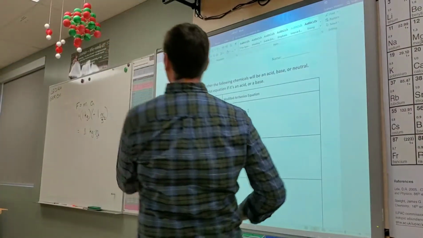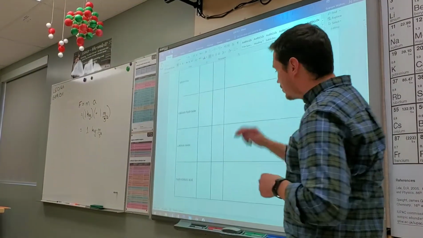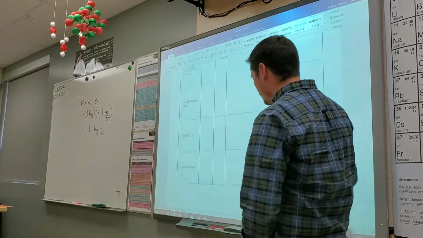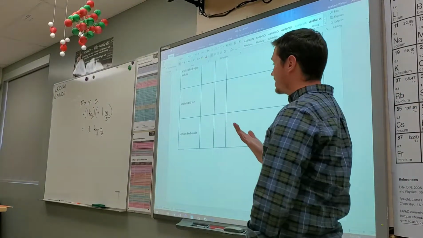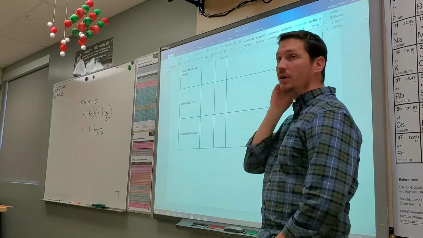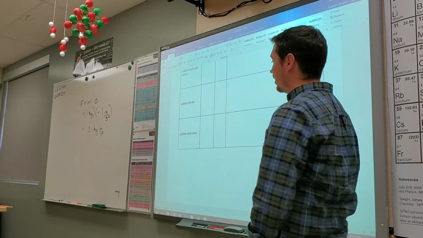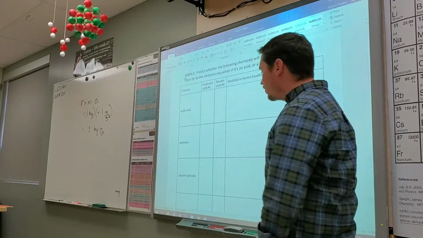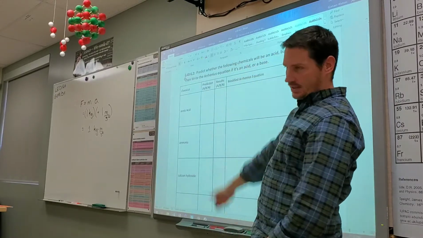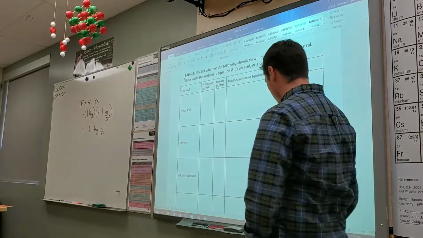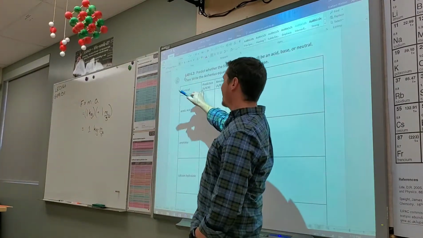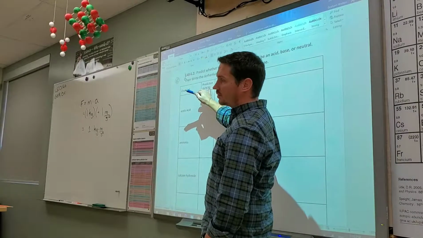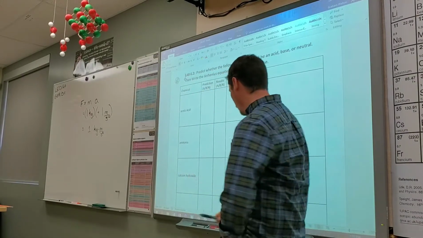Okay, what I want you to do, let's take a look at the lab. Because I honestly kind of want to do the lab before I do the work, or at least I want to go through a little bit of it. What I would like you to do is predict whether or not these solutions are acidic, basic, or what? Neutral. That's what I want us to do right now.